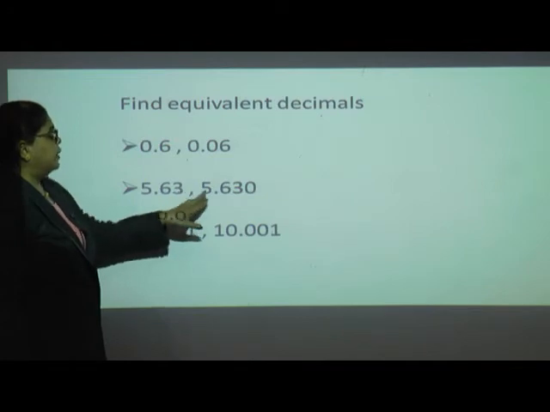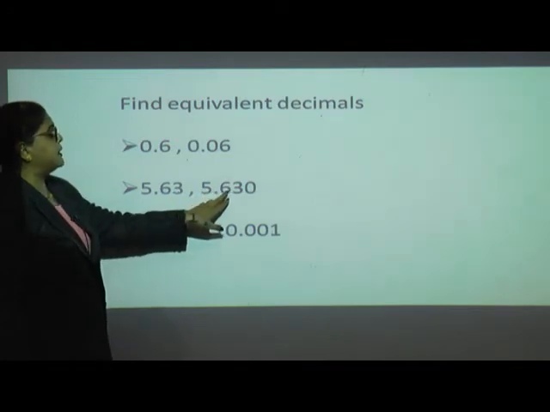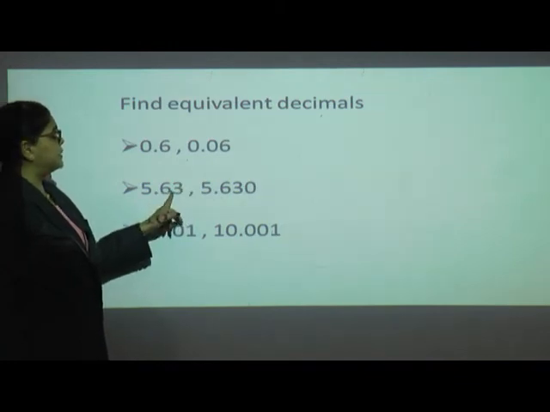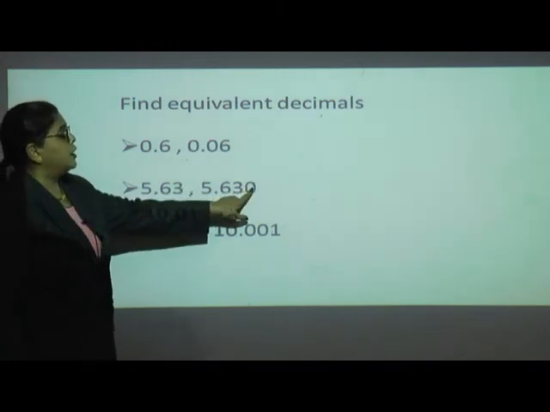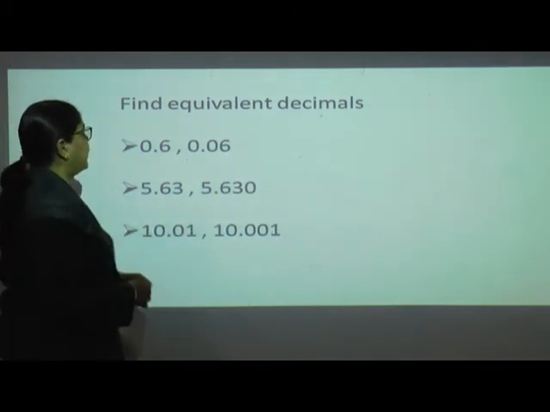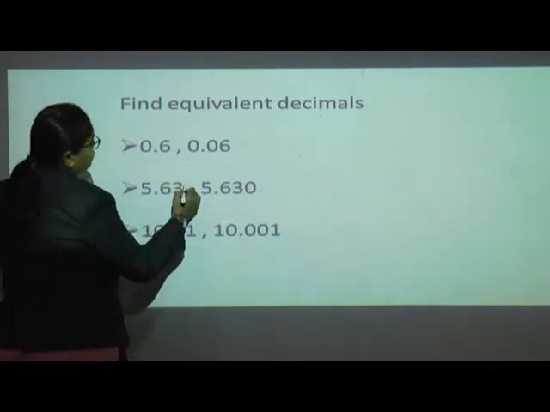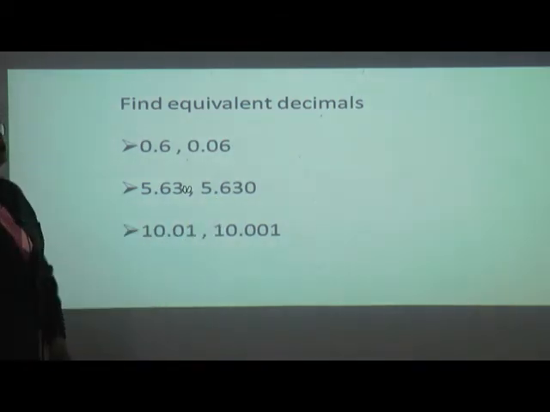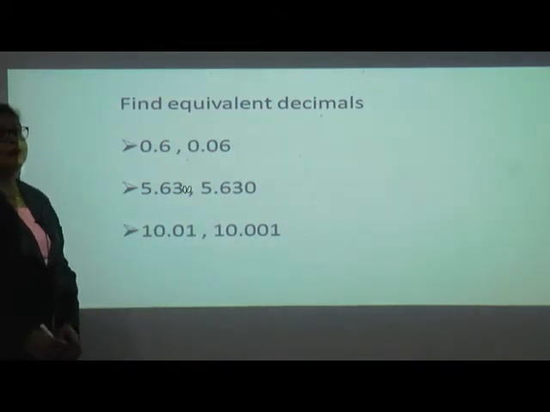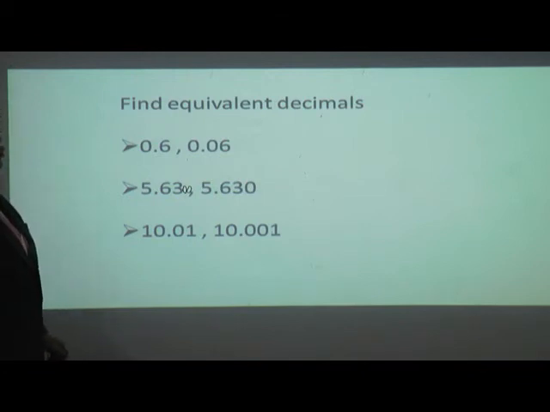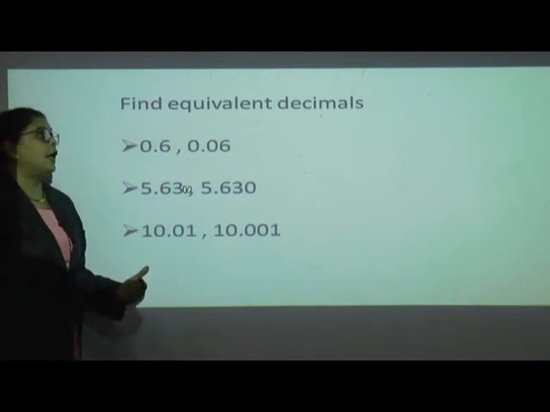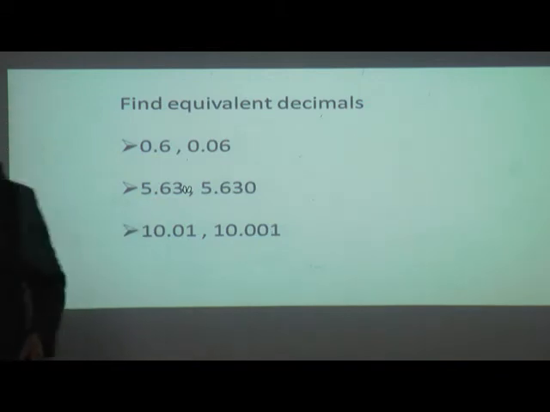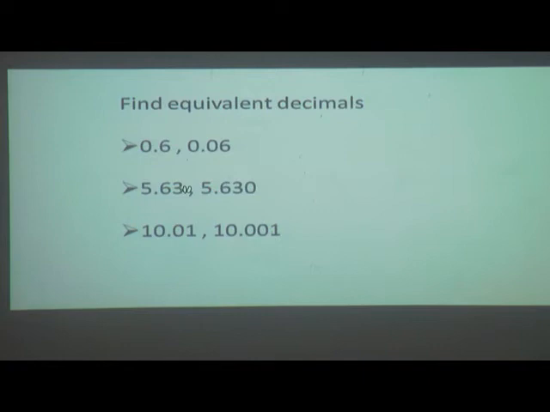Here we have 5.63, and here we have 5.630. After the decimal it is 63 here and 63 here. If we write two zeros also, the value will not change, because two minutes ago we saw this with a grid example. So you understood the meaning of an equivalent decimal. We will see them one by one, then it will be easier to understand.